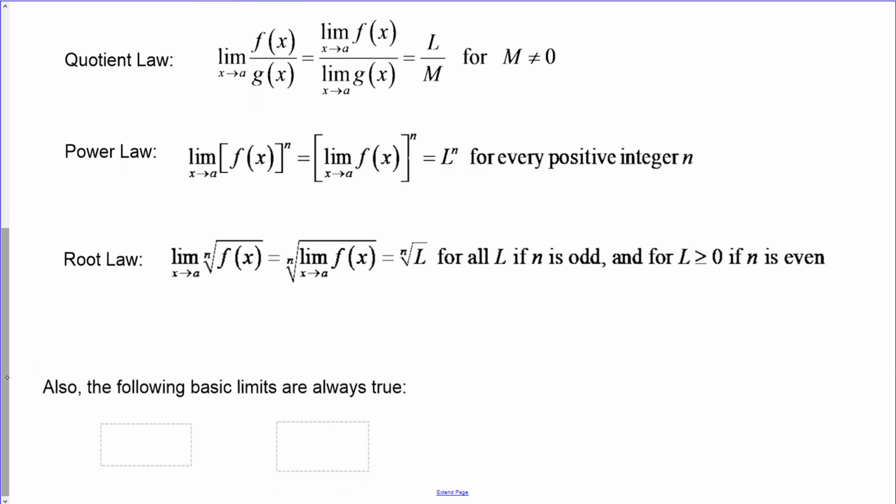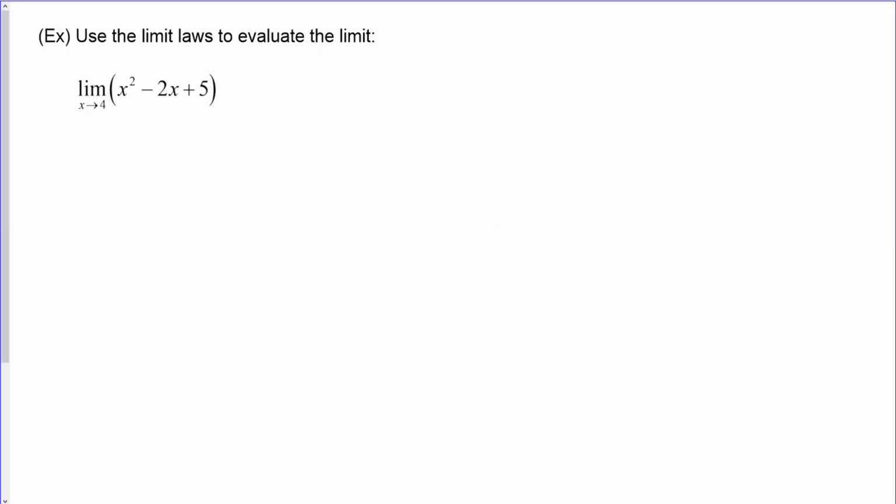So pretty much as long as you can evaluate the function at a particular point, then the limit exists. Also, these two basic limits are always true. The limit as x approaches a of x is just equal to a, so you just plug in a and you get the limit value. The limit as x approaches a of some constant is equal to the constant because that function's never changing. All right, let's take a look at how these might work, and then I'll show you how they're actually used.